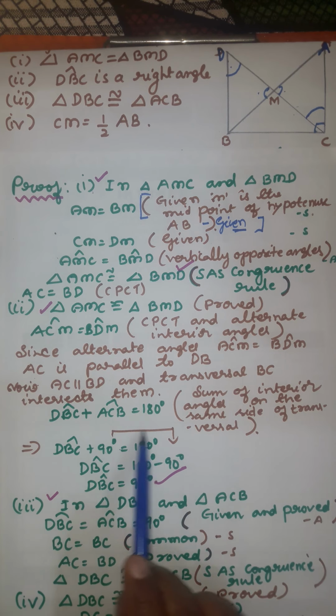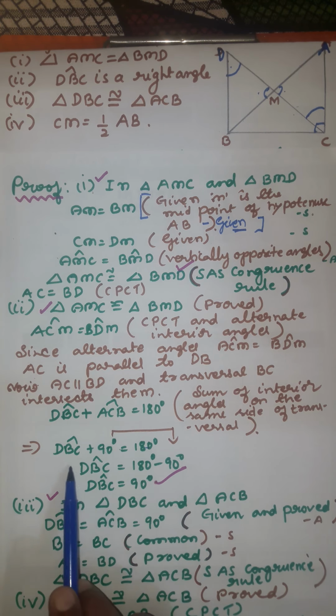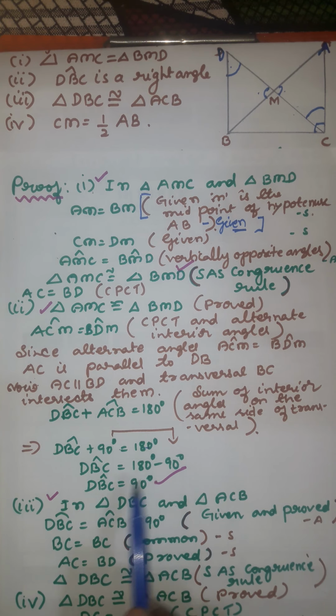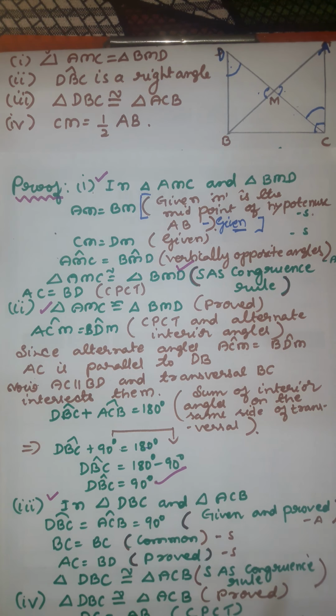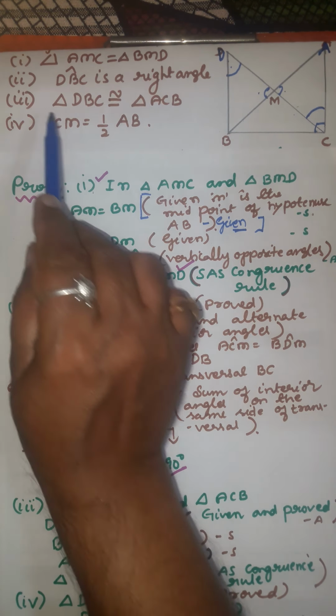Now transpose 90 degrees to the right hand side of the equation. Therefore angle DBC is equal to 180 minus 90 degrees. Therefore DBC is equal to 90 degrees. So we have proved DBC is a right angle. Second part also over. Now third part.